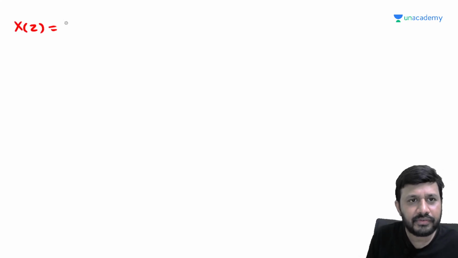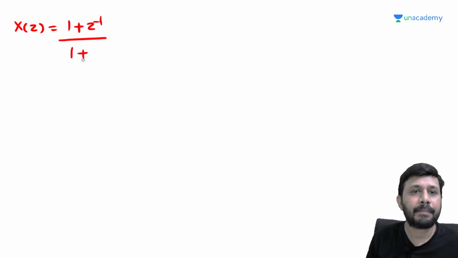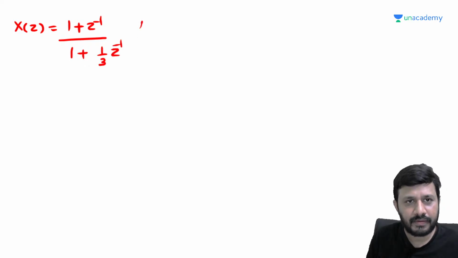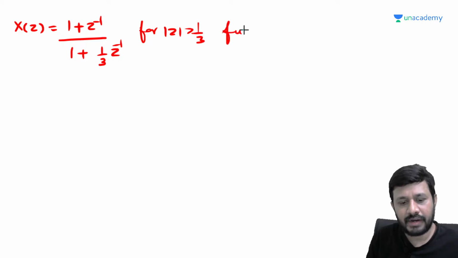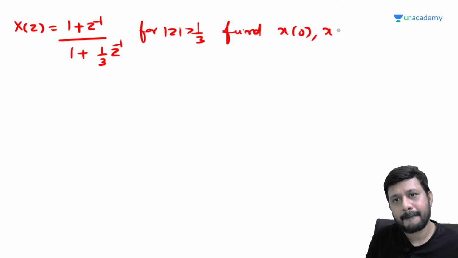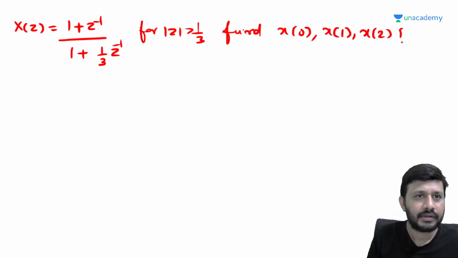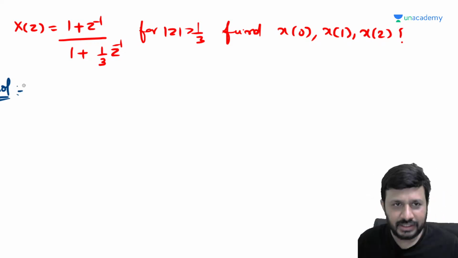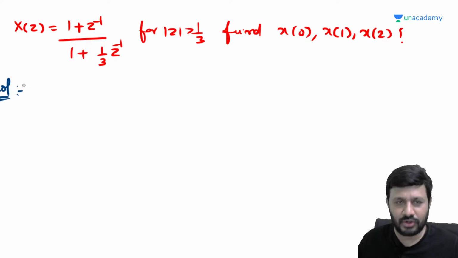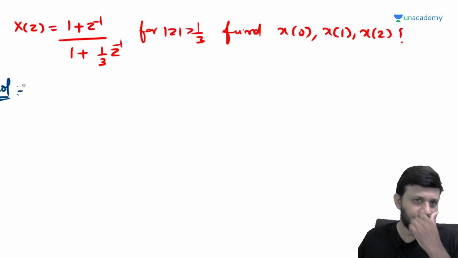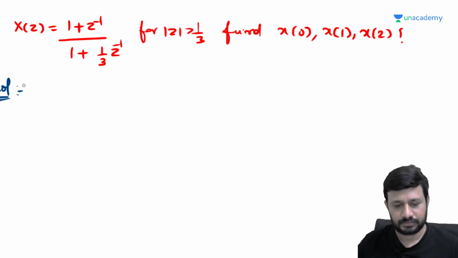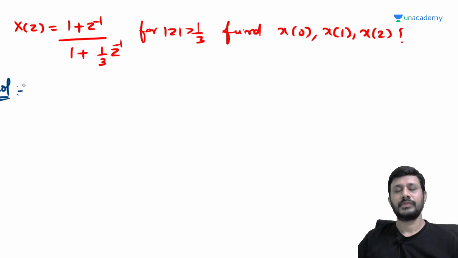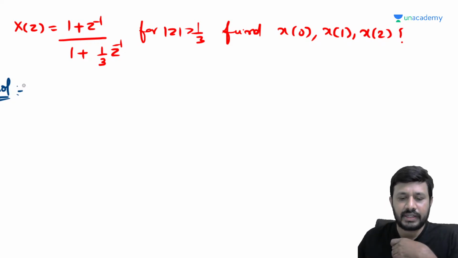Simple problem I am giving. X(z) is equal to (1 plus z inverse) by (1 plus 1/3 z inverse), for mod z greater than 1/3. Find x[0], x[1], x[2]. X(z) is given, ROC is also given. He is asking us to calculate the values of the signal at the instants 0, 1, 2.